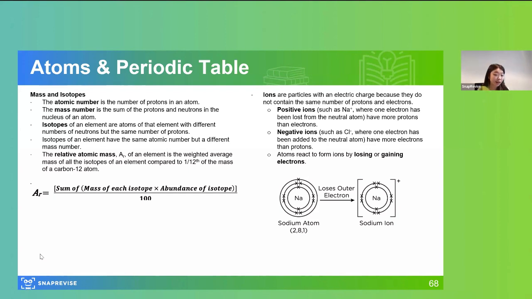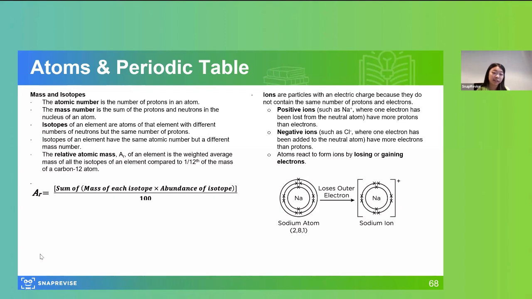Relative atomic mass, Ar. This one, I cannot emphasize this enough. They ask this maybe once every year, once every 2 years in the exam for the definition. I don't know if it's your year, but it's important to note. The relative atomic mass definition, memorized word for word, is the weighted average mass of all the isotopes of an element compared to 1/12 of the mass of a carbon-12 atom. I cannot expand more than that; you just need to memorize the definition.